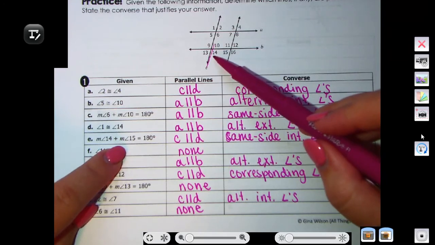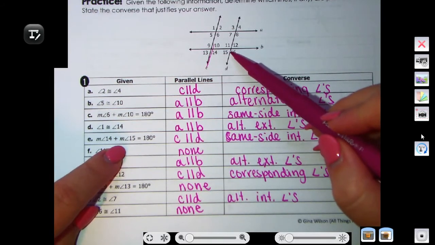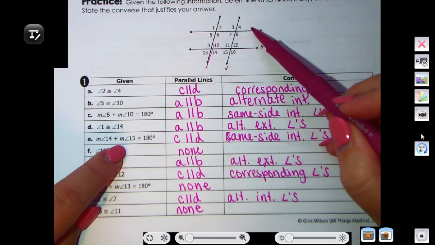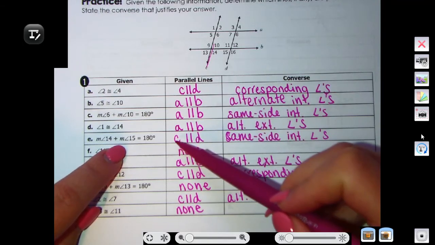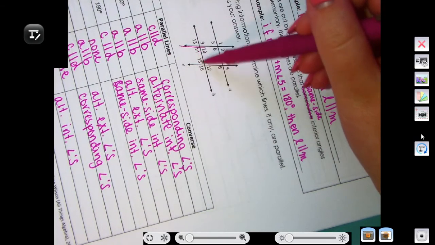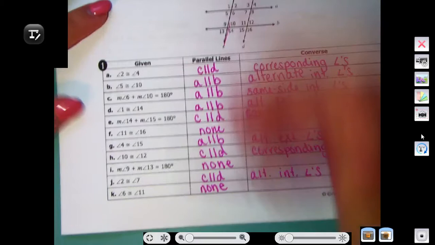I've got 14 and 15 here. So let's think about they're touching C and D, being cut by B, not touching A at all. Okay, so we're proving that C and D are parallel. And if you rotate, maybe you can see it a little bit better. So 14 and 15, they are same side interior angles, so they add to 180.